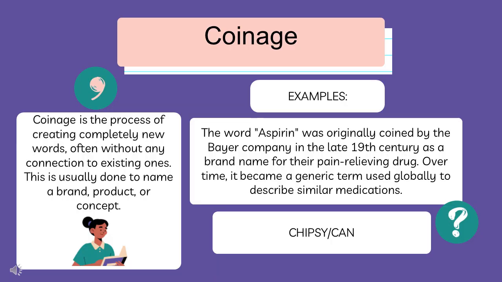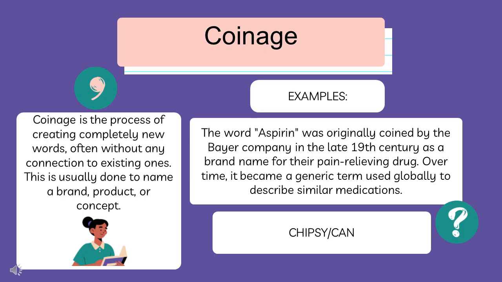First, we're going to talk about coinage. What is coinage and what does that mean? Coinage is the process of creating completely new words, often without any connection to existing ones. This is usually done to name a brand, product, or concept. Here we have some examples. The word aspirin was originally coined by the Bayer Company in the late 19th century as a brand name for their pain relieving drug. Over time, it became a generic term used globally to describe similar medications.